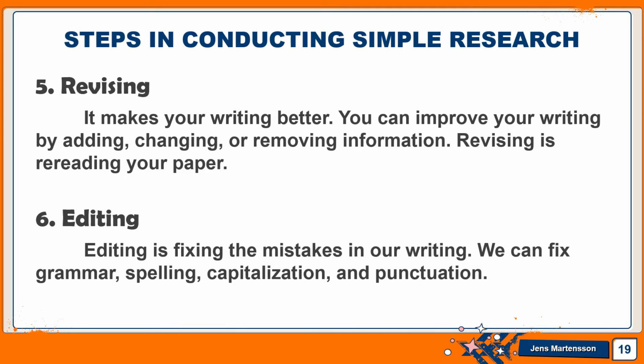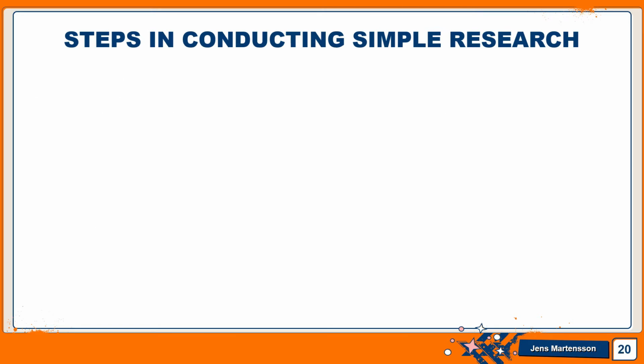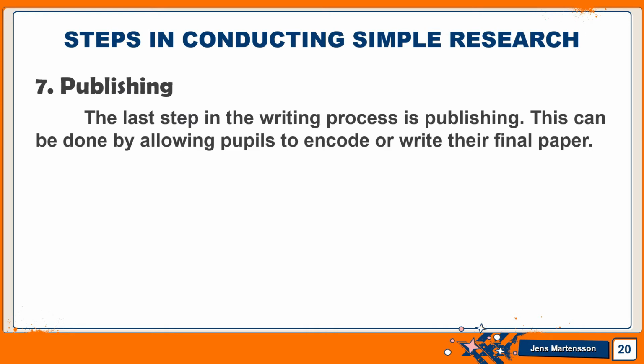Next is editing, which is fixing the mistakes in our writing. So after revising, we can fix the grammar, the spelling, the capitalization, and the punctuation marks that are necessary for your writing. Last one is publishing, which is the last step in the writing process. This can be done by allowing the pupils to encode or write their final paper.